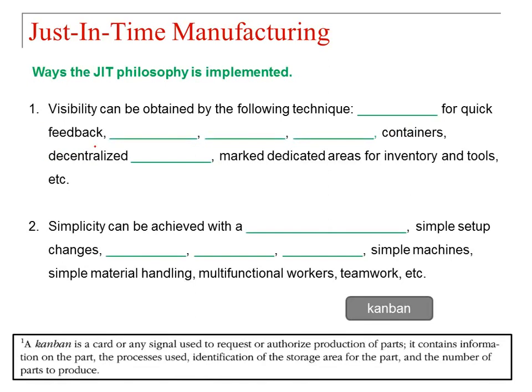So in terms of implementing this philosophy, visibility can be attained by the following techniques. You want to provide that type of visibility so that everyone is on the same page. If you go visit Samsung or any of these companies, you'll see that in the production area, they usually have boards saying this is the production, this is the goal, and so on. So electronic boards for quick feedback, pull systems with Kanbans.